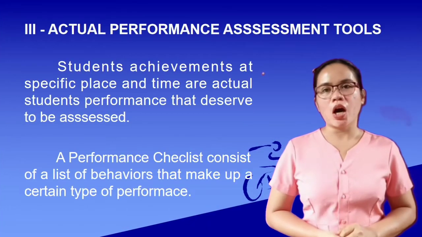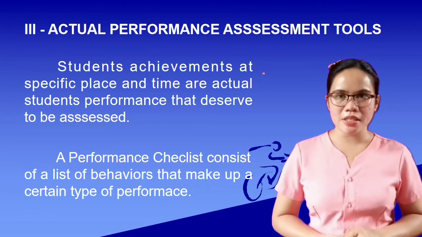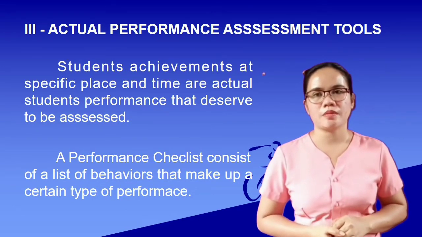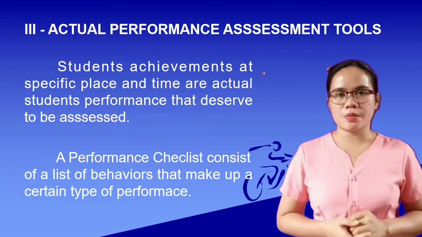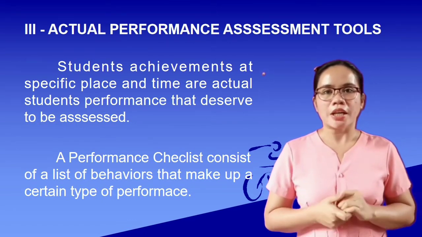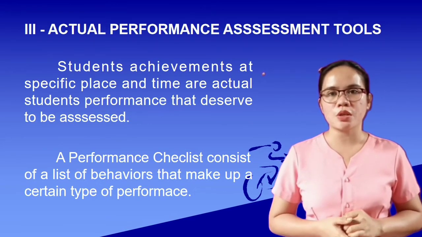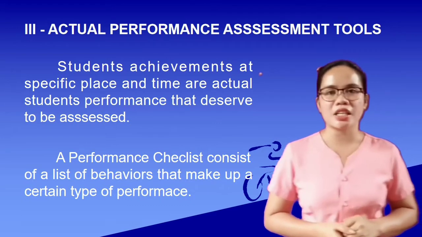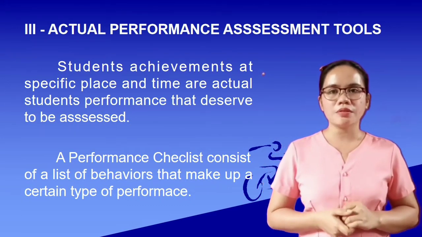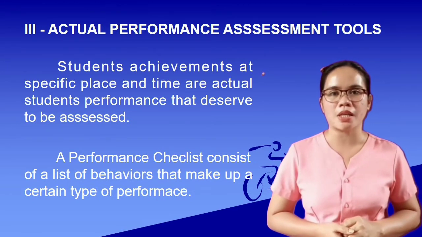We continue. The third ways of authentic assessment tools is actual performance assessment tool. Student achievement at a specific place and time are actual performance that deserve to be assessed. One of the most frequently used measurement instruments is the checklist. A performance checklist consists of the list of behavior that make up a certain type of performance.